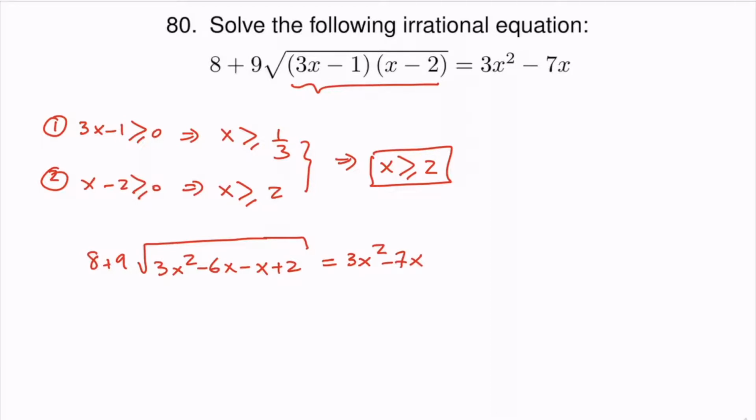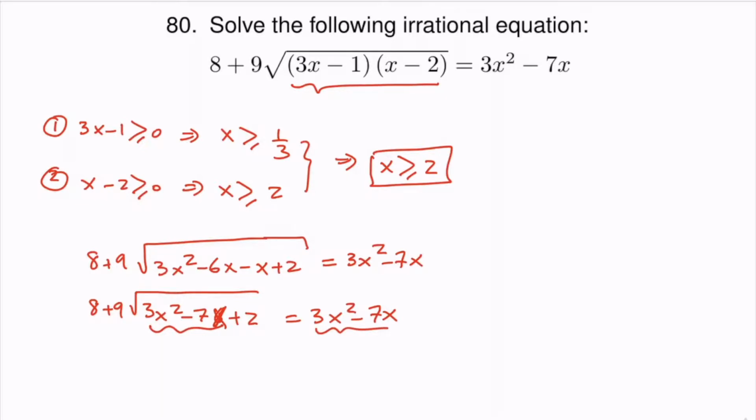And from here, we will have 8 plus 9 square root of 3x squared minus 7x plus 2 is 3x squared minus 7x. And now, sorry, this is 7x. And now we will see that these two terms and these two terms are common on both sides of the equation. So if I add and subtract 2 to the right hand side of the equation, I can completely make the expression under the square root on the right hand side.